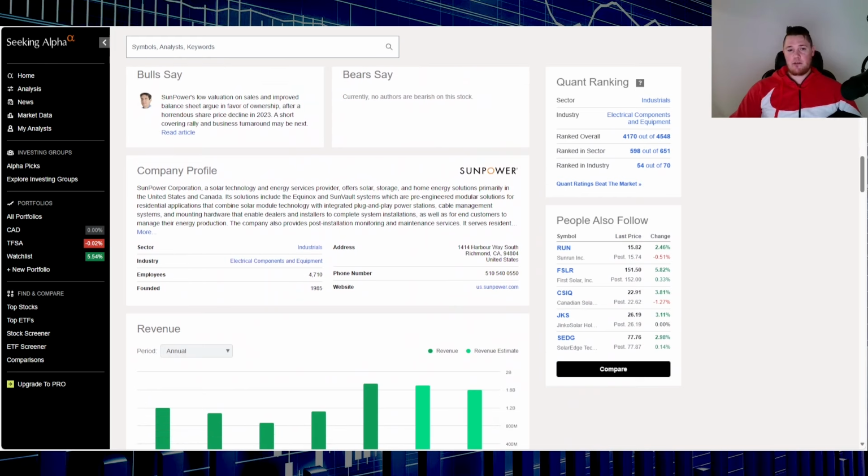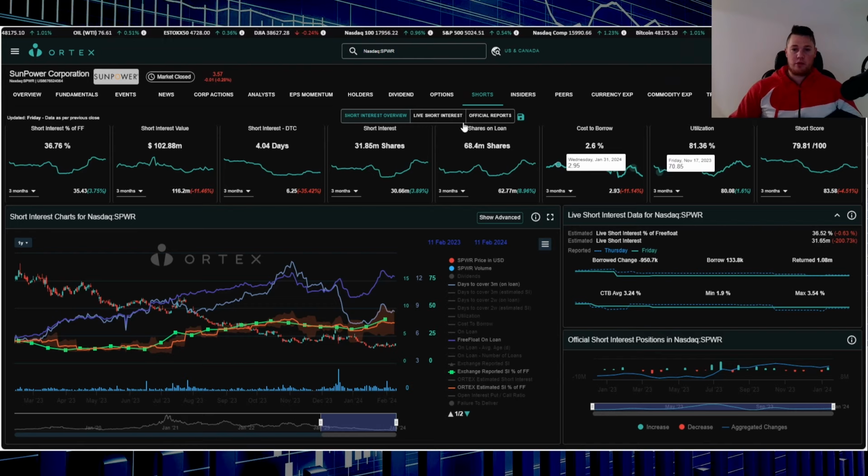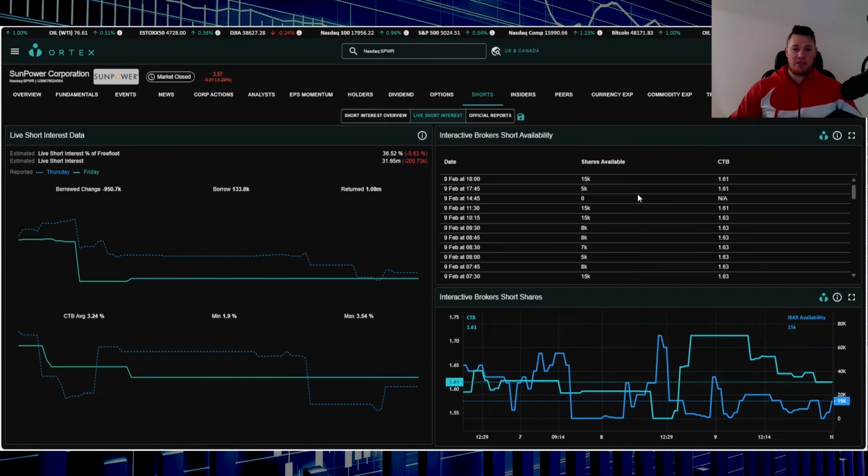And this company is on this list largely because of a lot of naked shorting, very apparent naked shorting that is happening, because the short interest is significantly higher than the amount that is on loan, which again is a good indication that there is a lot of naked shorting. So with this company on Friday, shorts returned about 200,000 shares, 36.52% of the free float is being shorted, 31.65 million shares overall are being shorted, and cost to borrow average is 3.24%. Utilization is 81.36, and through Interactive Brokers, short availability does indicate around 15,000 shares is available to be shorted.